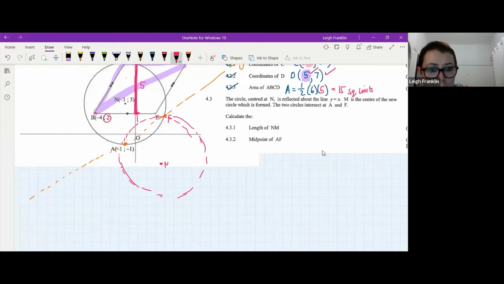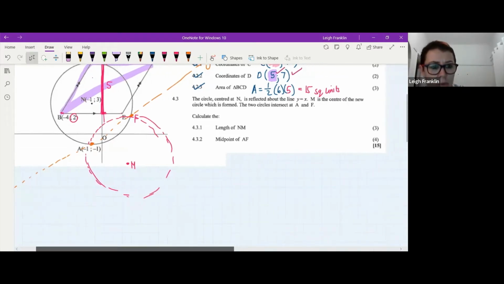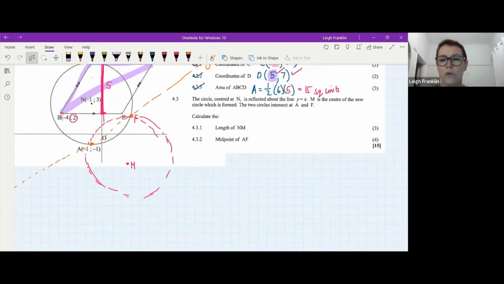Remember M was the center of the new circle. So in order to calculate the length of NM, that would be a diagonal line, so we would need to use the distance formula. We need the coordinates at M. So how are we going to work out the coordinates at M?